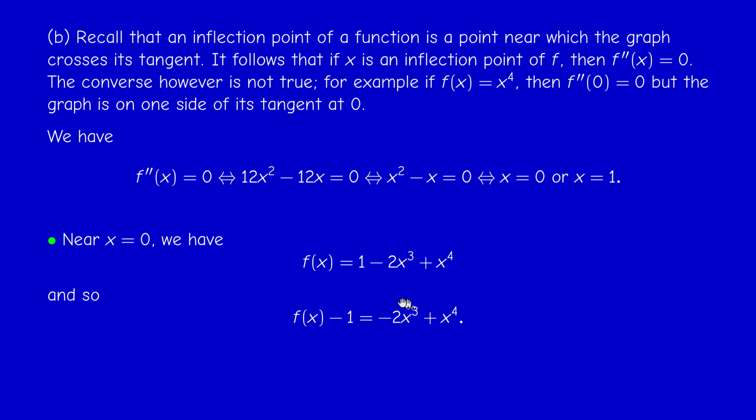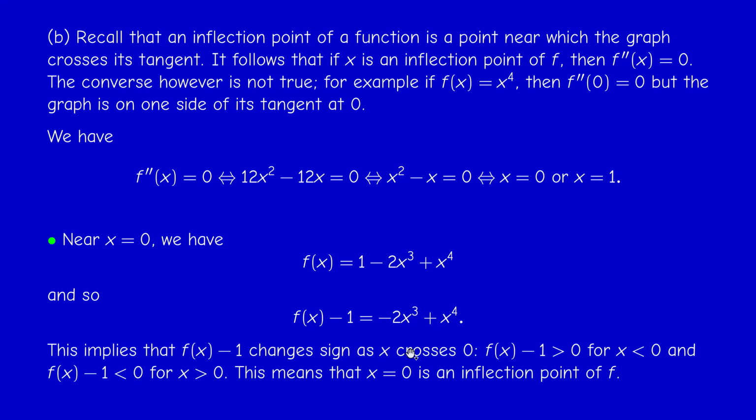So what does this mean? Of course, near 0, the x^2 term is dominant. The x^4 term is negligible, right? So if x is negative, this quantity is positive. And when x becomes positive, it becomes negative. So we have a sign change near x equals 0. This precisely means that 0 is an inflection point, okay? Because when x is negative, f is above the tangent, the horizontal tangent in this case, and when x is positive, it's below. And you can see the picture in your book.